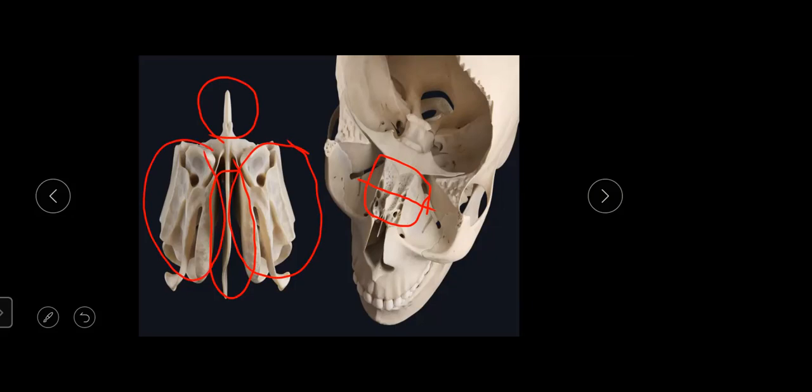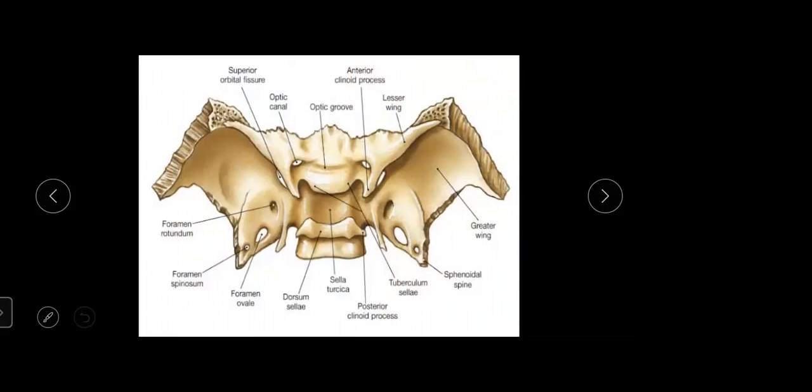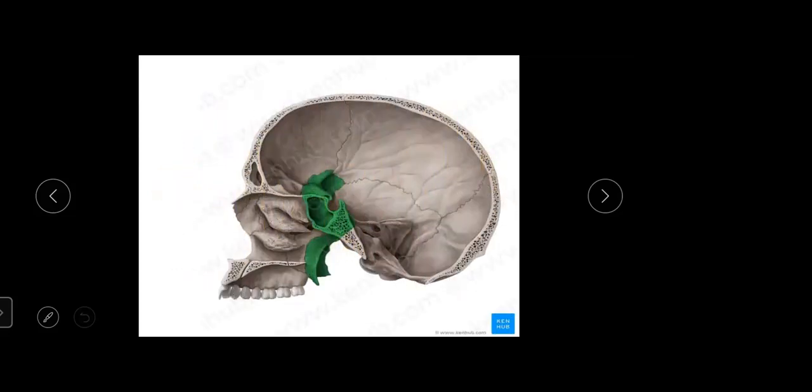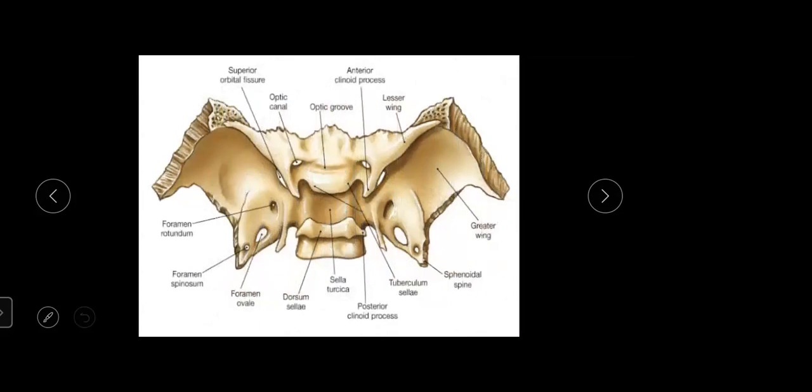Now the sphenoid is composed of a body and two lateral wings, the greater and lesser wings. The body contains the sphenoidal air cell. Here we see the sphenoid air cell. Anteriorly within the body there is the pituitary fossa or sella turcica. On each side of the pituitary fossa there is the carotid sulcus, in which the carotid artery runs, and this fossa accommodates the pituitary gland.